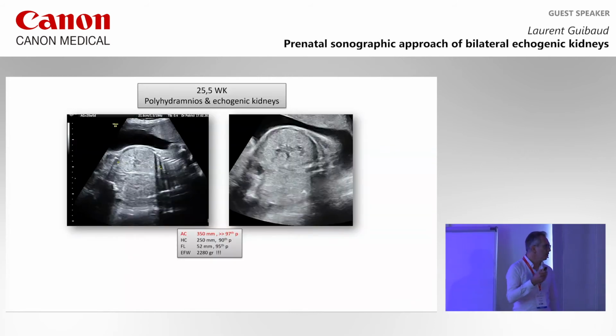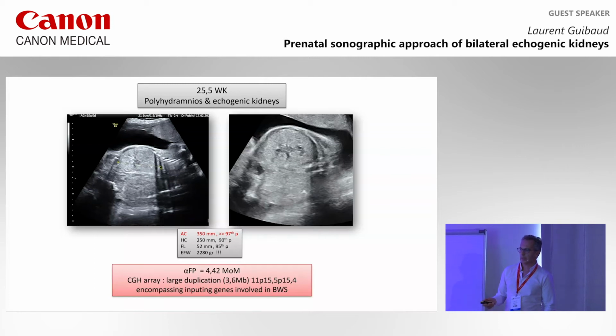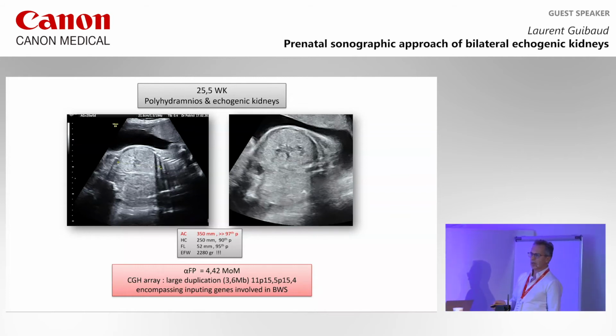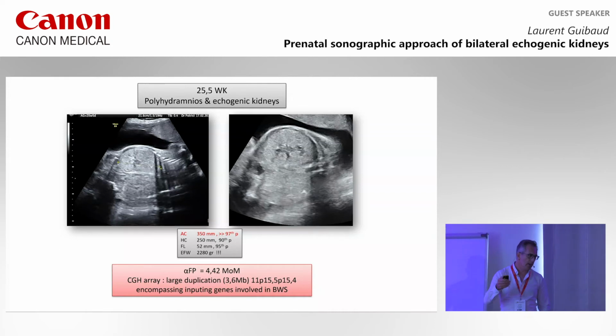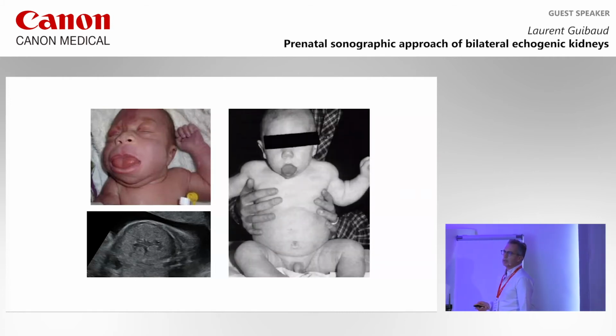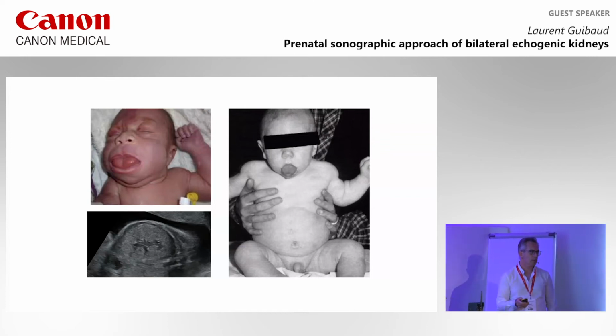So let's move to another type of lesion here, very echogenic, some cysts here, and look at the biometry. Very huge baby, macrosomia, and in fact, when you look at the alpha-fetoprotein, it's elevated, and the CGH shows a large duplication involving one gene involved in Beckwith-Wiedemann syndrome. And so we are in the case of a syndromic macrosomia, with the classic appearance of a Beckwith-Wiedemann, or this one. So this is, in fact, very simple.